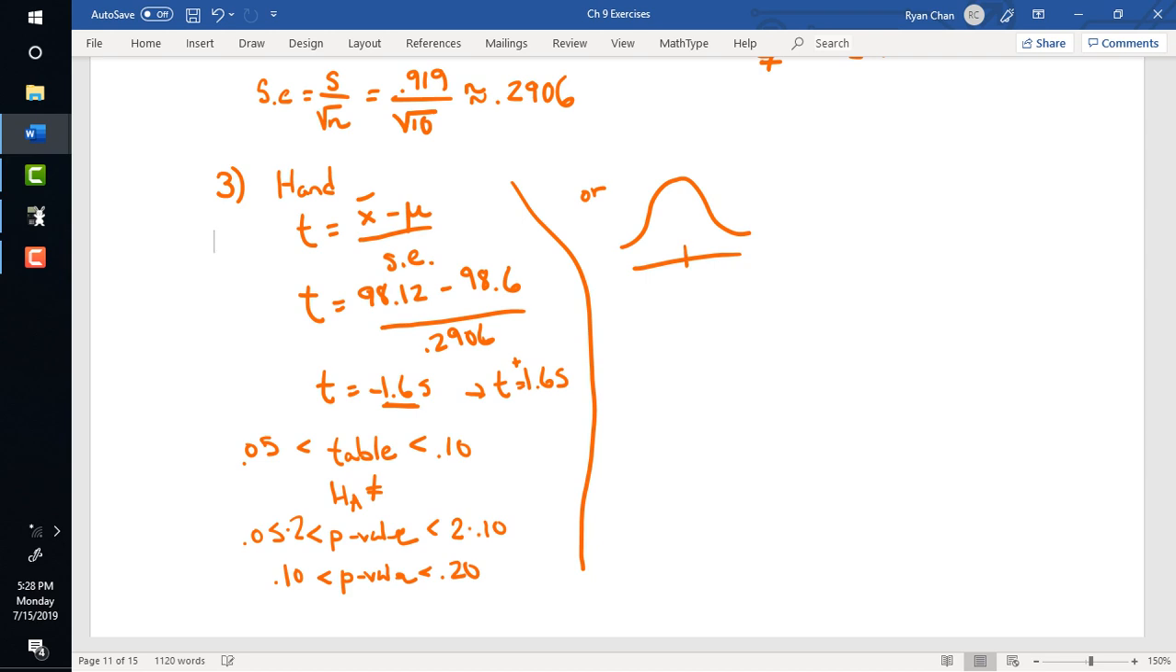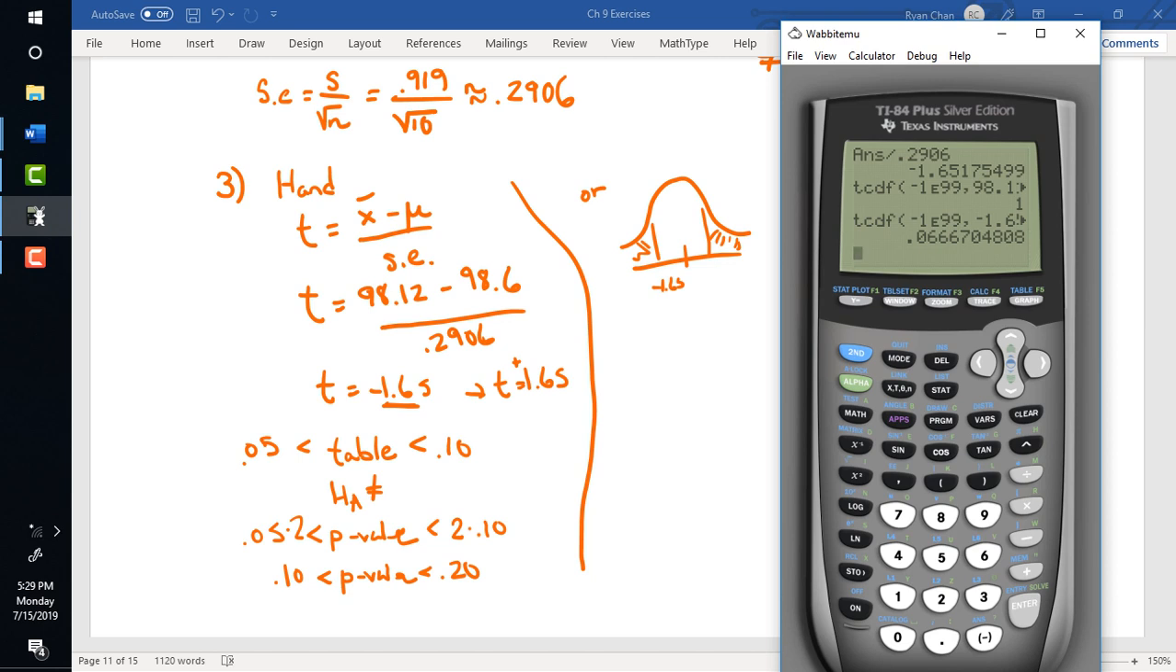So the idea is this is your center, and then it goes all the way up to negative 1.65. And it'll be shaded both ways. So how do I write this on my calculator? I'm going to go to second vars, tcdf, negative 1E99, and I go to negative 1.65, and degrees of freedom. Hit paste. Okay? So this is what it should look like here.